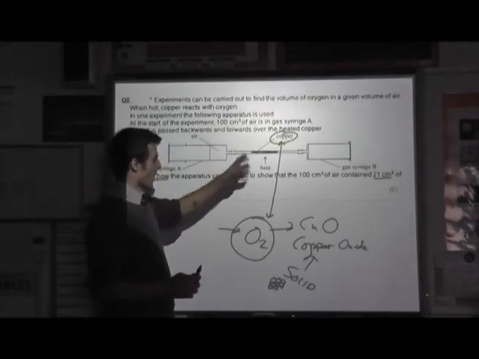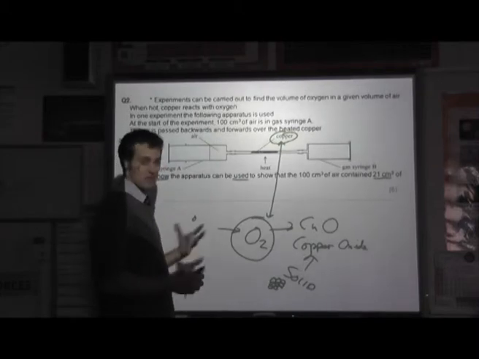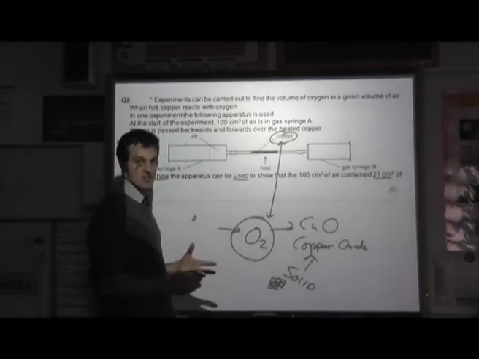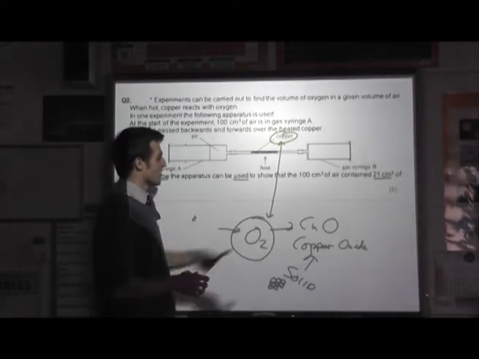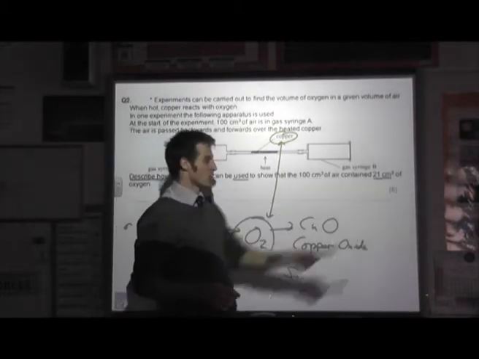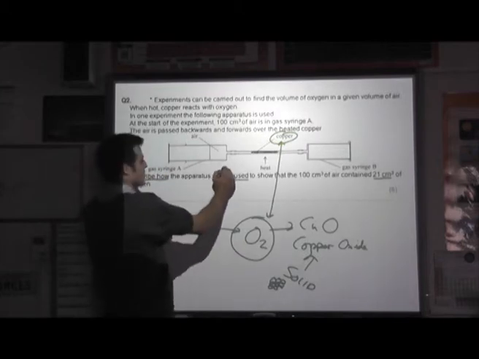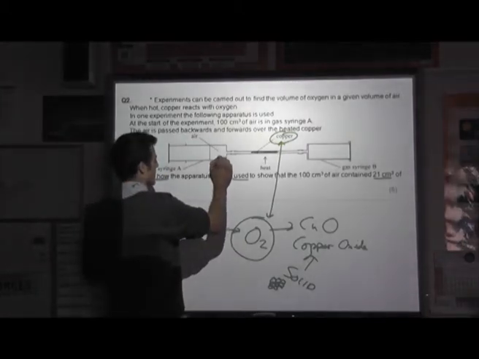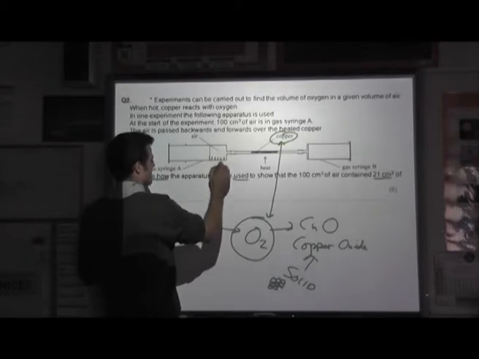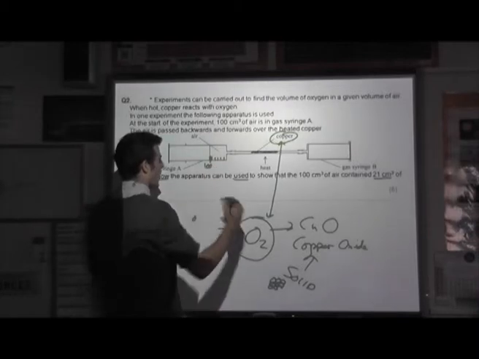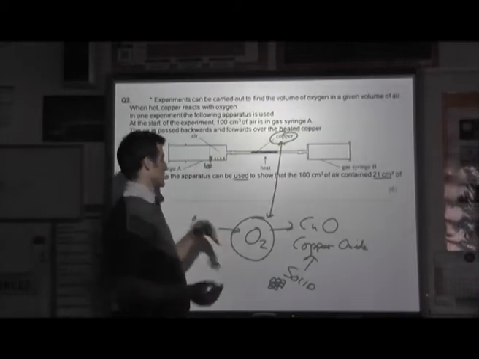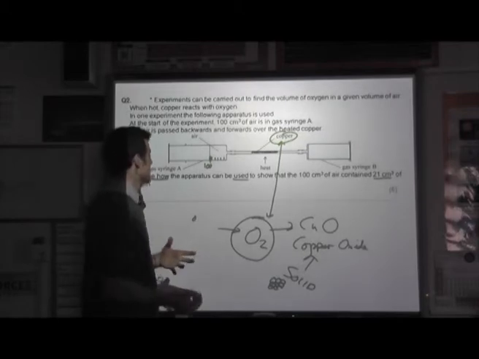So then you've got to think, when all of the oxygen has made copper oxide, how are we going to know that's happened? Have a little think to yourself: how are you going to know that your reaction's finished? How are you going to find out that 21 centimetres cubed of air is there? Remember, this syringe will have readings on it. So at the start, it says maybe 20, 40, 60, 80, 100 millilitres. How are we going to know that 21 centimetres cubed has been left?